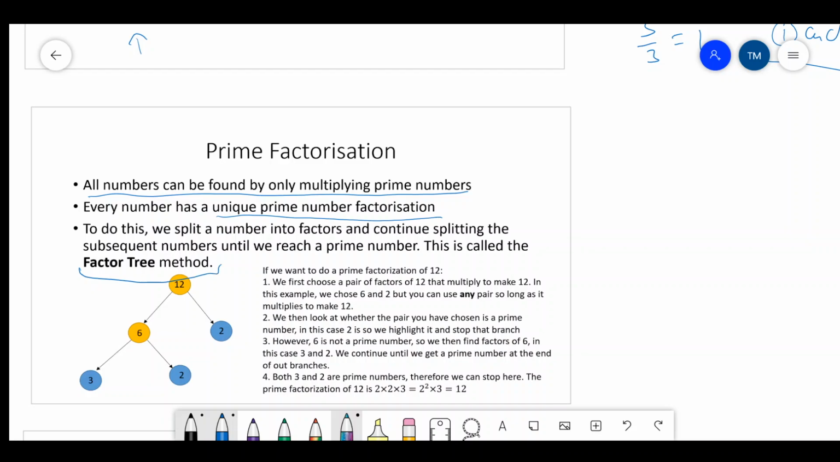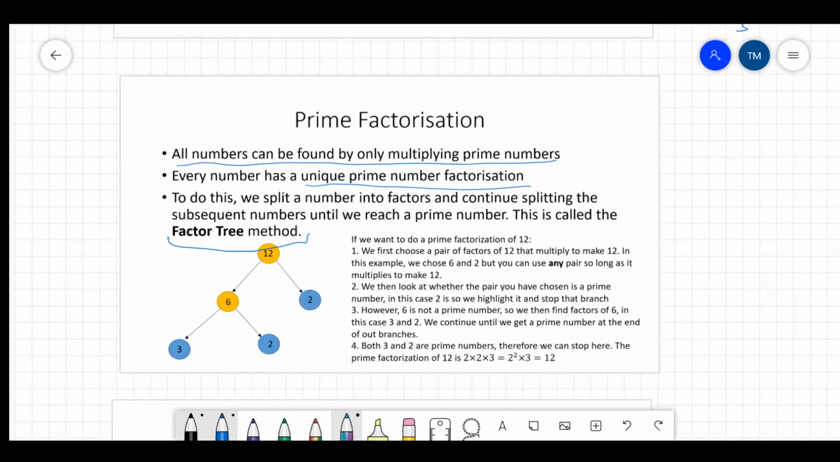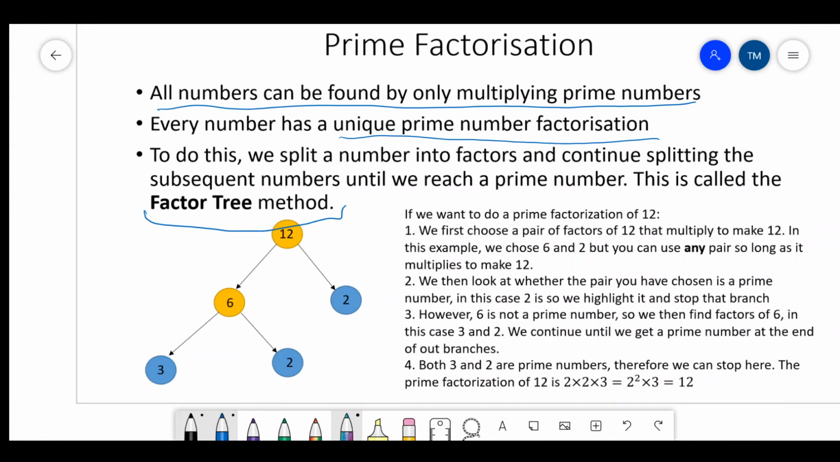Now, the factor tree method is where you get your starting number and you split it up into factors. So if we take, for example, 12, we look at the factors of 12. So we've got 12 and 1, which is a bit useless because we get 12 again. We get 4 and 3, and we get 6 and 2. So in this example, they've done 6 and 2. So we will follow it through.